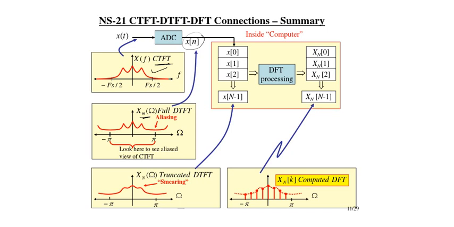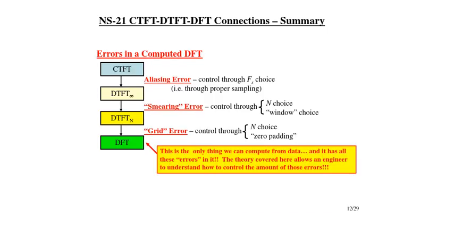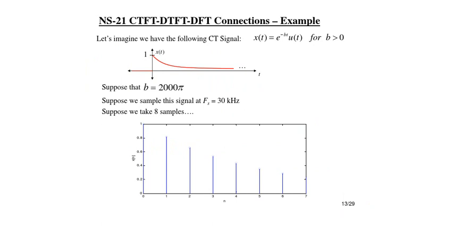Now we will see this thing with another example in which we take a decaying exponential. So x(t) is e to the power minus bt u(t). Although these kinds of signals are not important in practical cases, for studying the relationship between CTFT, DTFT, and DFT, we are taking this kind of signal. So let's choose the decaying rate as 2000 pi and sampling rate at 30 kilohertz. So when we choose only 8 samples, which are looking like this, this is a kind of decaying curve, right?